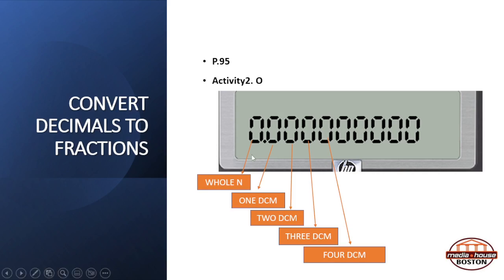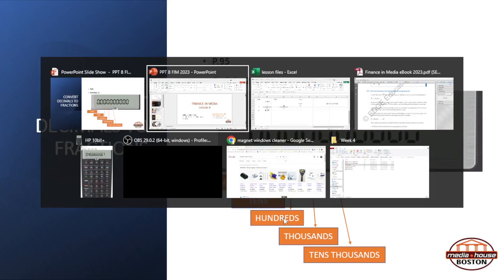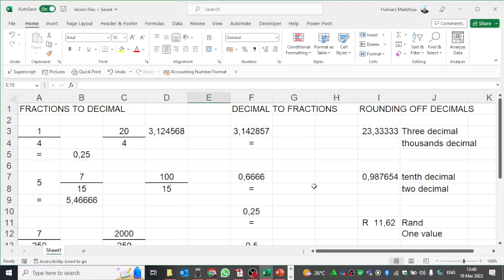This is the part that I was busy explaining to you. Here we're going to have our whole number, which is the ones, and then we're going to have our 1 decimal, 2 decimal, 3 decimal, and 4 decimal. If we go back this side, the 1 decimal represents the tenths, then the second decimal represents the hundredths. So converting this back to a fraction, let's take a look at this activity.